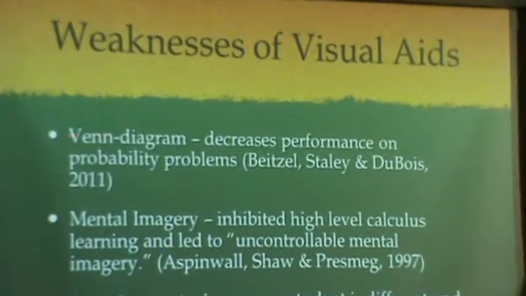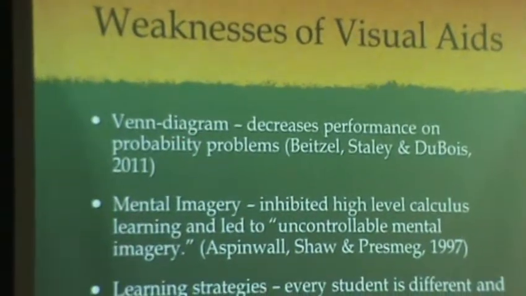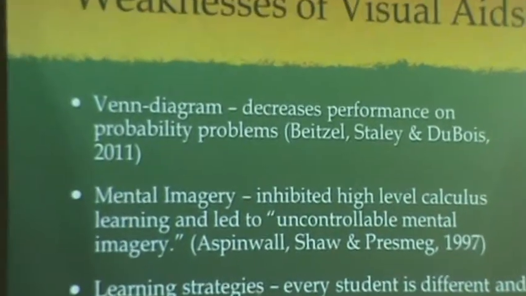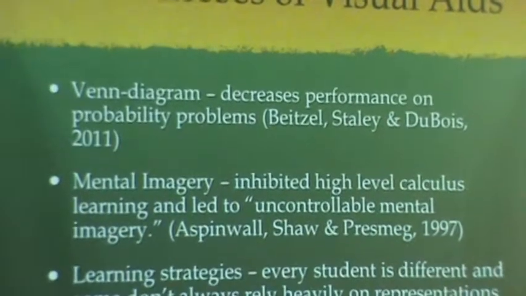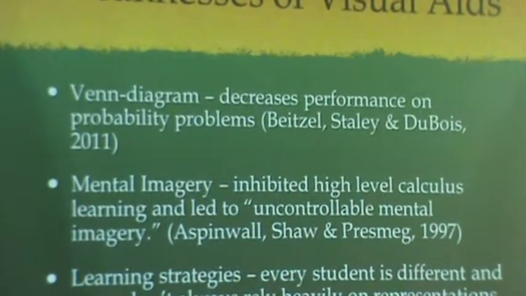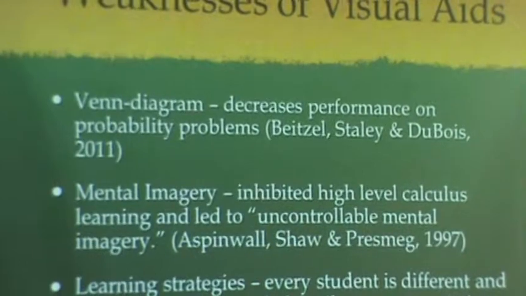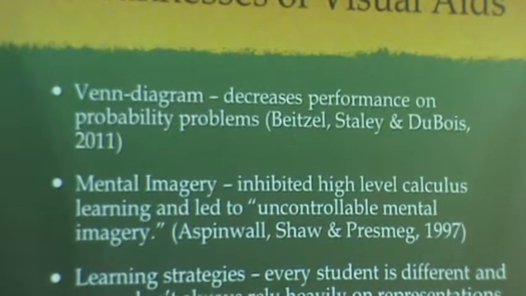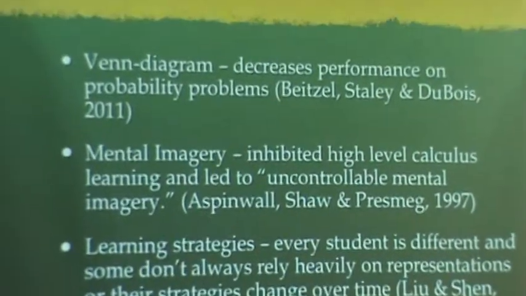There were some weaknesses. One teacher was doing some probability, and he decided to use a Venn diagram to help the students understand the concept better. They scored lower than the group who never had the Venn diagram. And I know some teachers that love Venn diagrams. In this case, it did not work.